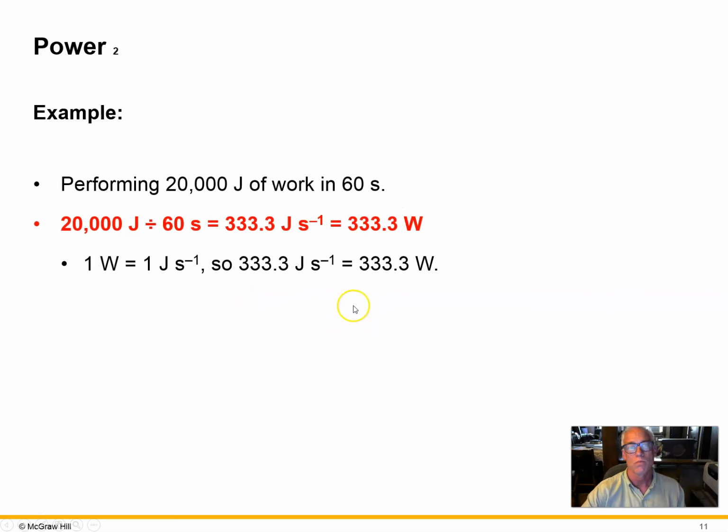Here's an example of a power calculation. If there are 20,000 joules of work done in 1 minute, we're going to take that total amount of work and divide it by the number of seconds, because we want joules per second. We wind up with 333.3 watts. So our initial calculation gave us joules per second. We then equate that with watts. That's the unit we use.